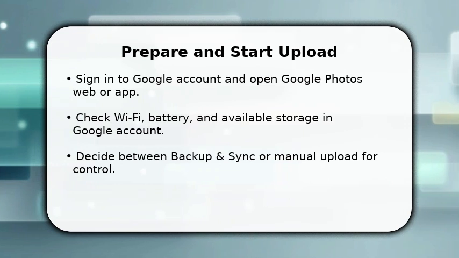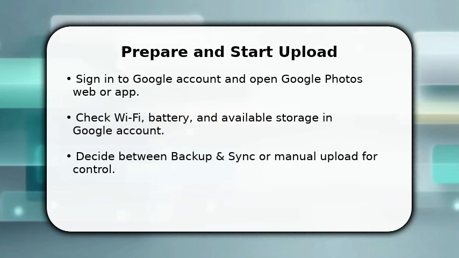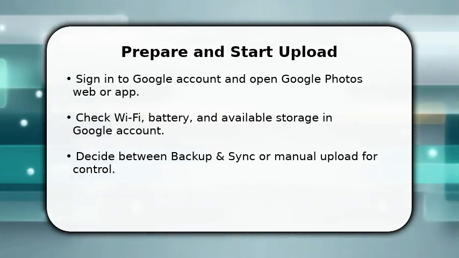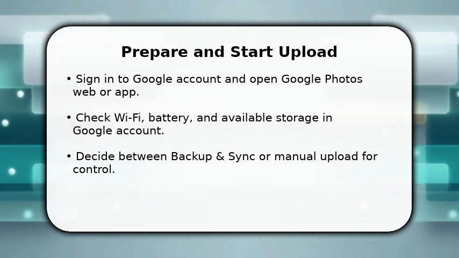On mobile, tap Library, then Utilities to enable backup and sync if you prefer automatic uploads. Once set, choose the folder or photos to add, select multiple items to save time. That gets you into the actual transfer step and prevents duplicate work later.